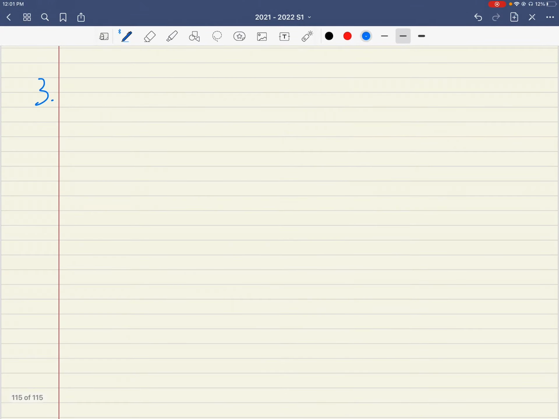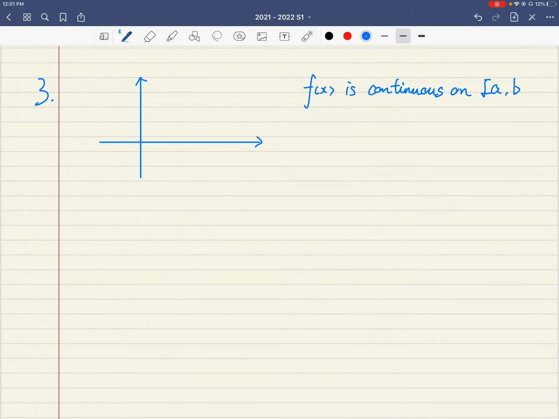Okay, so what is the intermediate value theorem? Let's suppose a function is continuous on an interval AB, both endpoints inclusive. So let's say this is A, this is B.